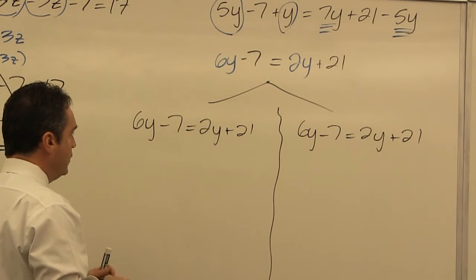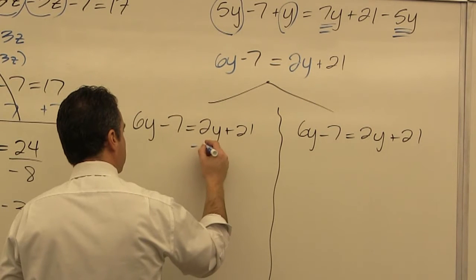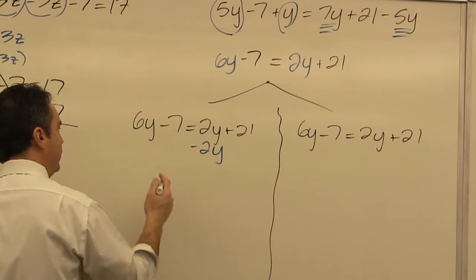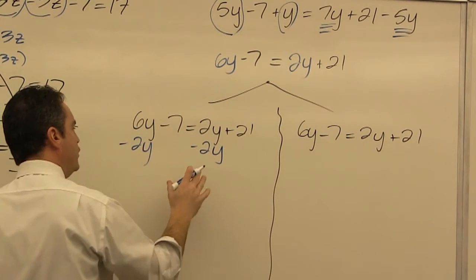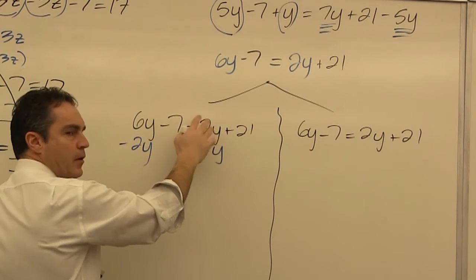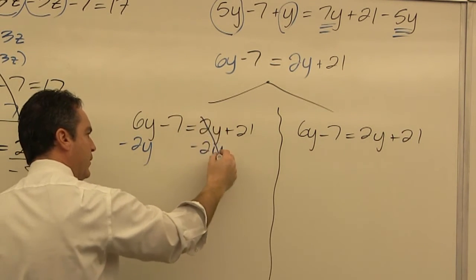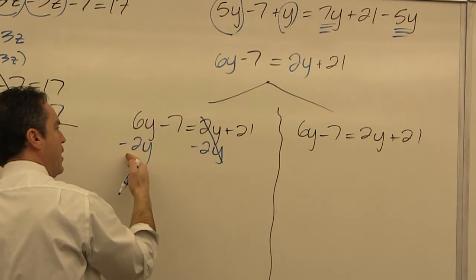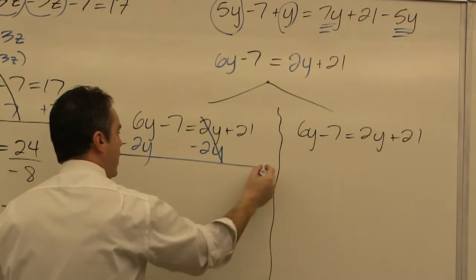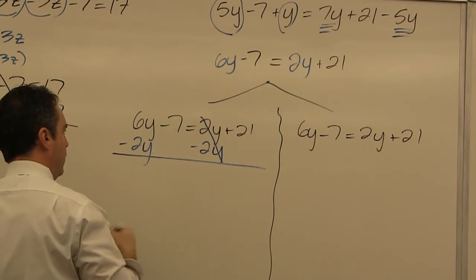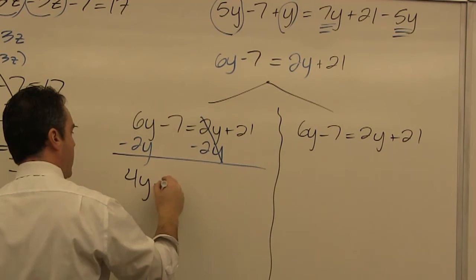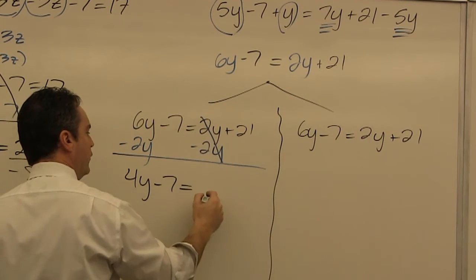I'm hearing we want to subtract 2y from both sides. And where did you come up with 2y? Right there. It was already there. And if we're going to get rid of it on this side, we'll subtract it. But what I do to one side, I got to do to the other. 6y minus 2y will make 4y minus 7 equals, these cancel, 21.